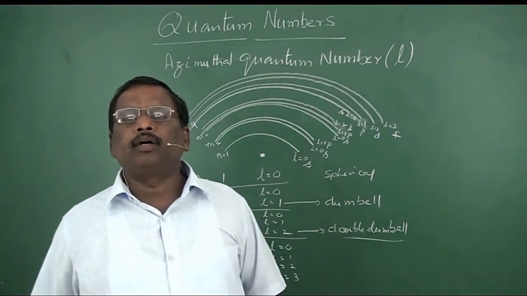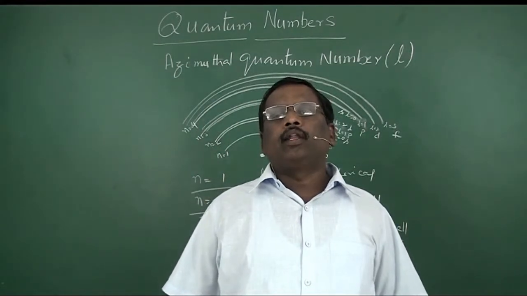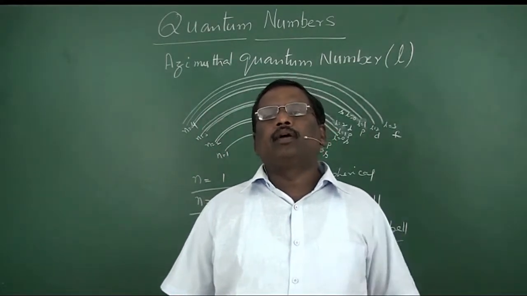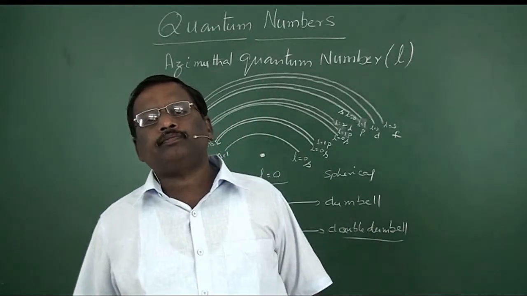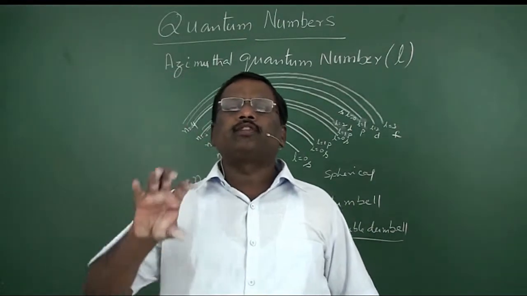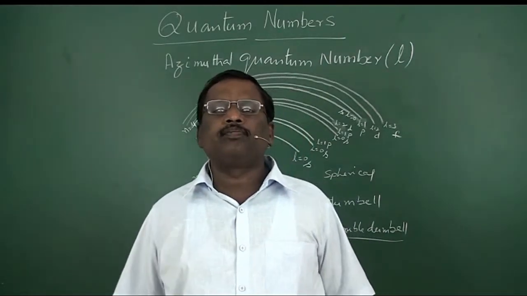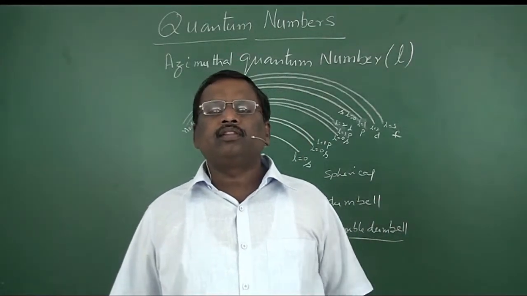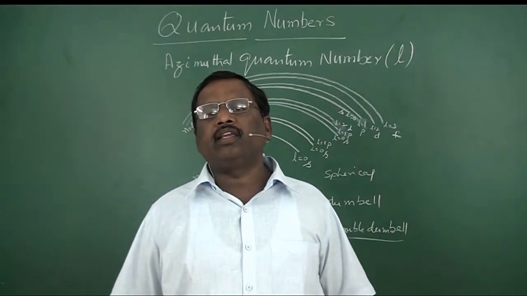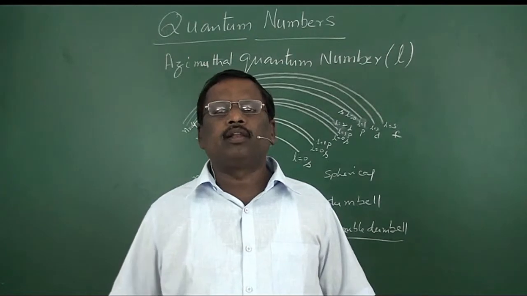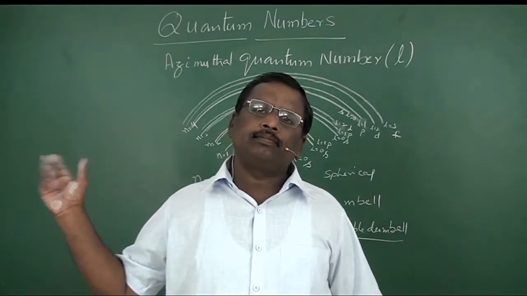And this quantum number is also called the angular momentum quantum number. And this quantum number will explain to us the shape of the orbital. If l is equal to 0, it is spherical in shape. If l is equal to 1, it is dumbbell in shape. If l is equal to 2, it is a double dumbbell shape. And l is equal to 3, that is f orbital. It has a complicated shape like this.